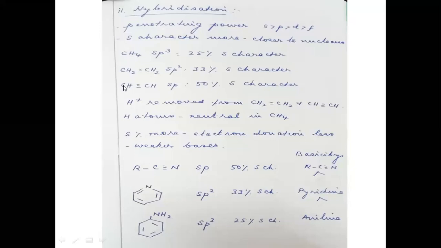In acetylene, as the s character is almost 50%, it attracts the shared pair of electrons much more powerfully towards itself. Hence, what happens? The removal of H plus. H plus can be removed if the hydrogen loses that electron. If the electron of the hydrogen is completely transferred to this carbon, then H plus will come out. Otherwise, the H plus will not come out as long as the bond is covalent and both the hydrogen and carbon want to own the electron. The electron is a common property. As long as the electrons are in the middle, the hydrogen will not come out.